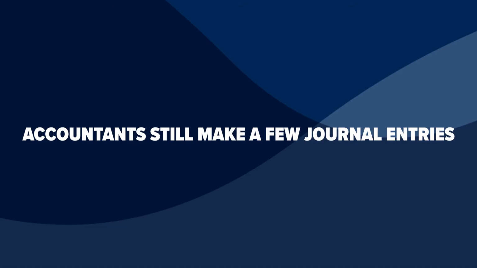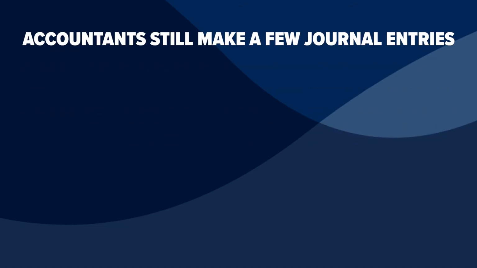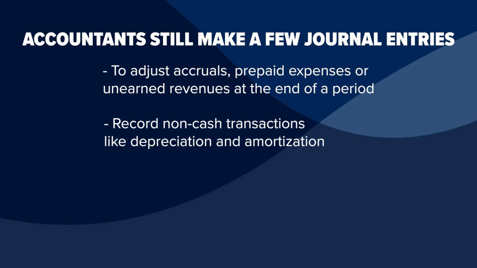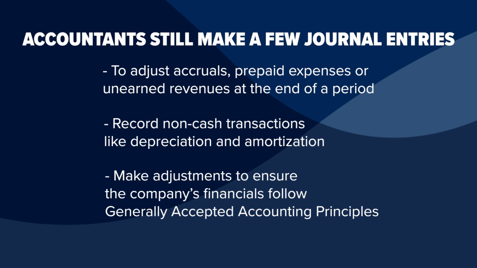Accountants still make a few journal entries, mostly to adjust accruals, prepaid expenses, or unearned revenues at the end of a period, record non-cash transactions like depreciation and amortization, and make adjustments to ensure the company's financials follow generally accepted accounting principles. Still, it's helpful for accountants to understand the basics of what a journal entry is and how to make one. That way, they can ensure that automated journal entries are accurate and know how to make manual journal entries if needed.